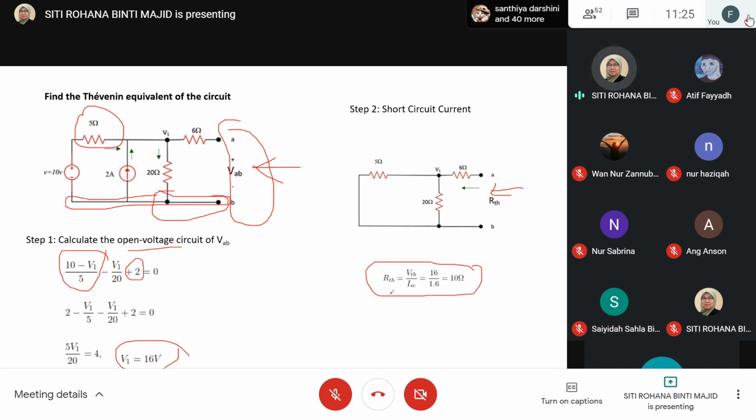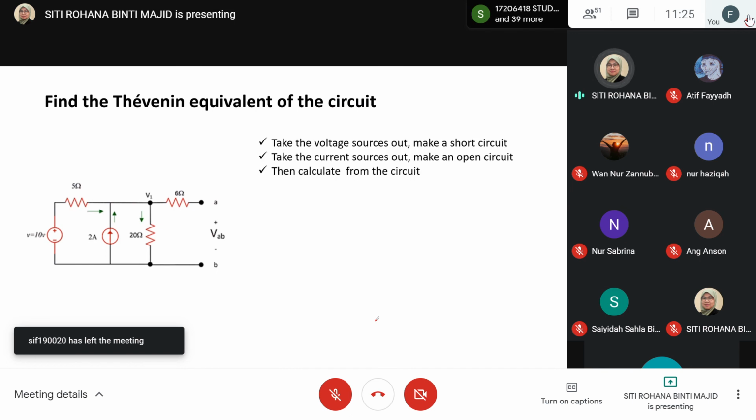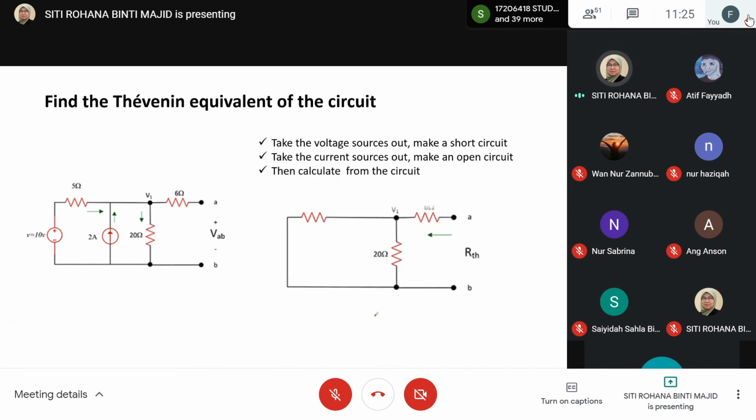Finally, once you use VTH from the open circuit voltage and ISC from the short circuit, you will get RTH. So make sure you do this empty part to find the ISC, as your preparation for the test, the final exam. So here is to find RTH.